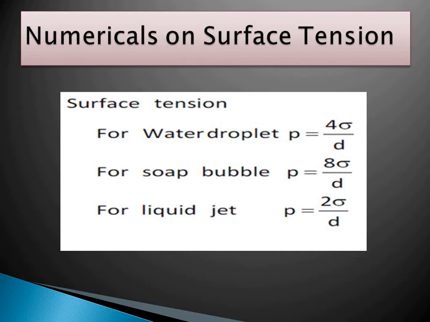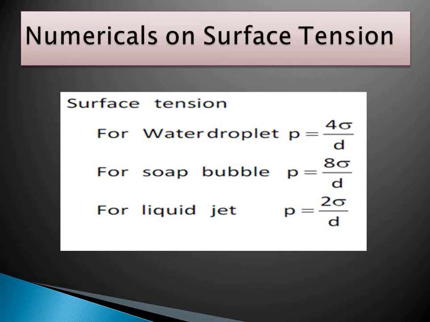This is about bulk modulus. We have taken one simple example. Now let us take numerical examples on surface tension. For surface tension, we calculate surface tension values by considering the shape of the fluid droplet. So for a water droplet, P can be given as 4 sigma divided by D. For a soap bubble, P is equal to 8 sigma by D. And for a liquid jet, P is equal to 2 sigma by D.